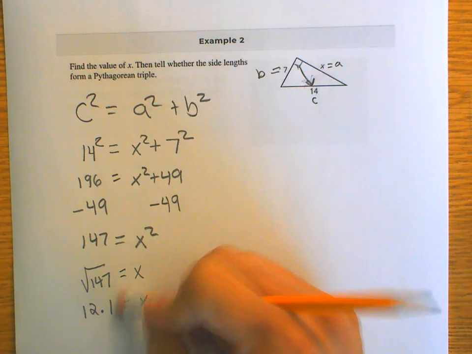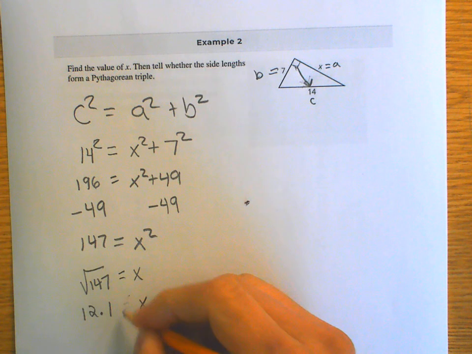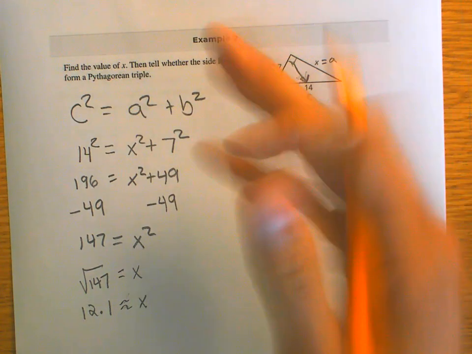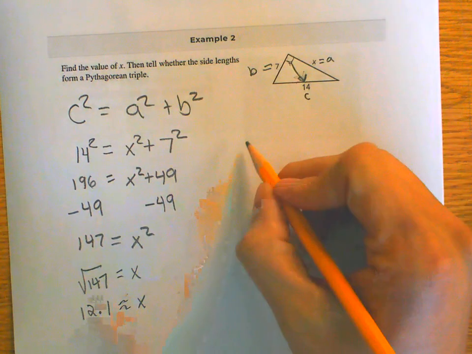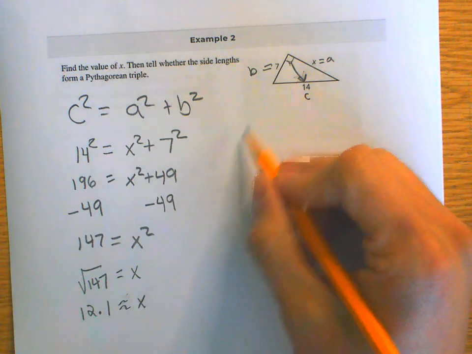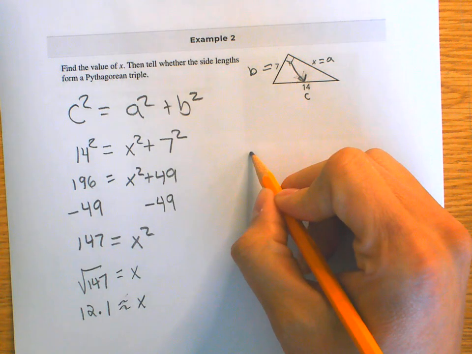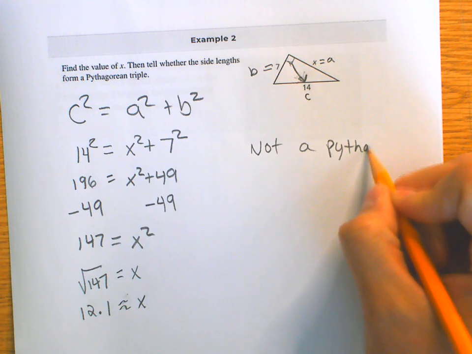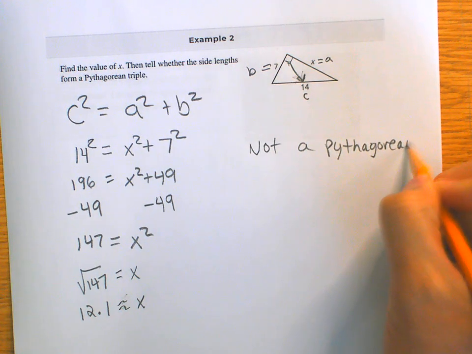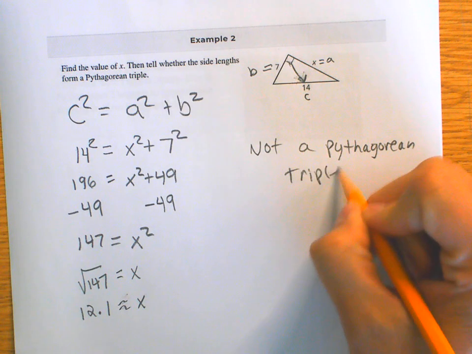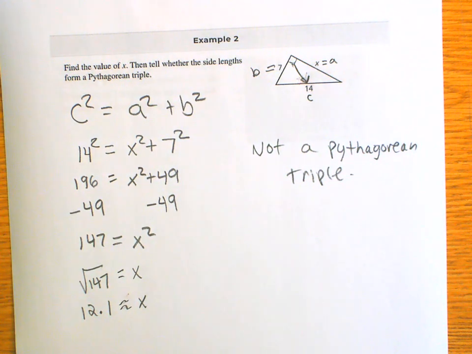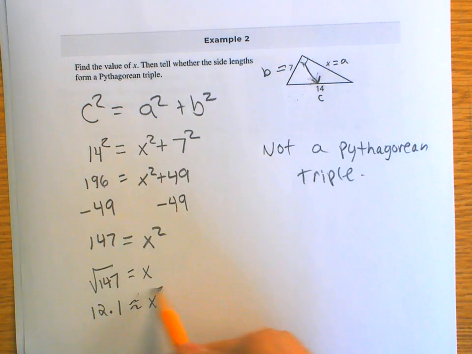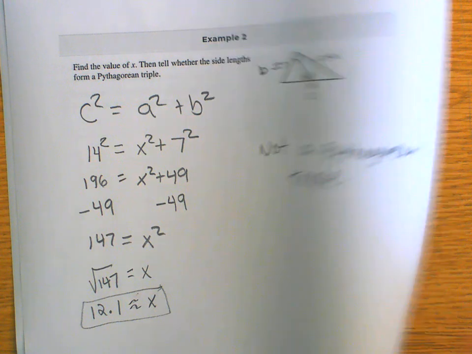And I should really be careful. I should not use an equal sign. I should use an approximate. Anytime we're rounding, we've got to use an approximate. So since this is not an integer, we can say that the values are not a Pythagorean triple. Okay, so not a Pythagorean triple. All right, so that was example number 2. Let's look at example number 3.